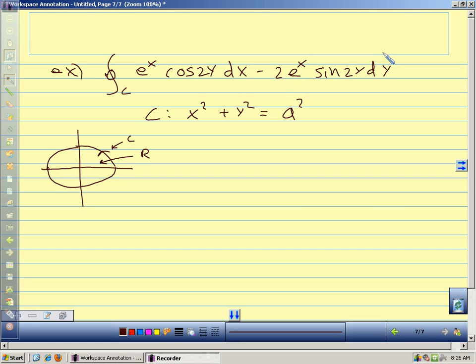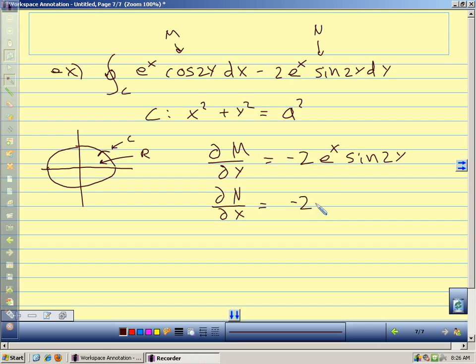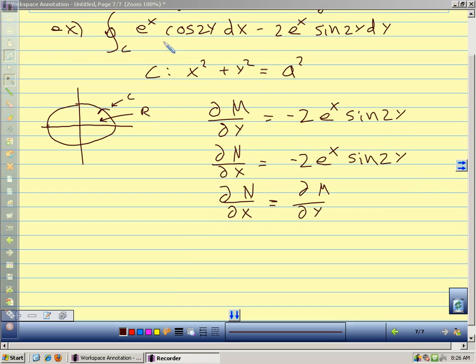So let's think about using Green's theorem here, instead of trying to evaluate this line integral around the boundary. dM/dy is minus 2e to the x sine 2y. And again, this is M and this is N. dN/dx equals minus 2e to the x sine 2y. So dN/dx equals dM/dy. So what is this line integral? Our integral evaluates to 0.